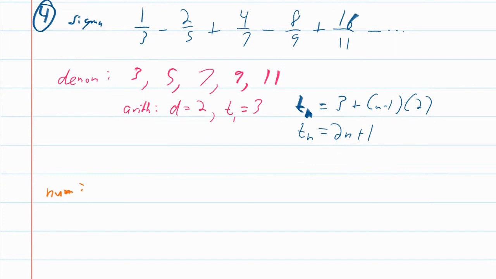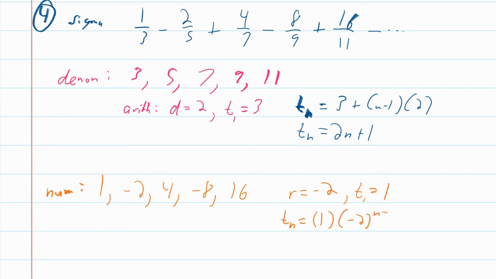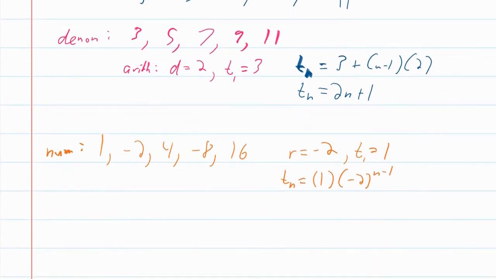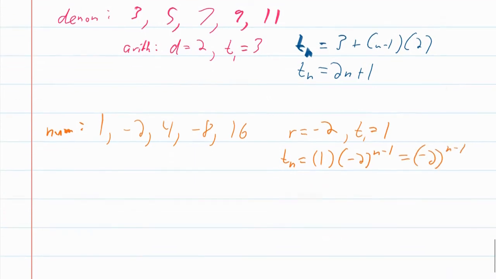Now, let's look at the numerators. You could say that the numerator is 1, 2, 4, 8, 16, but it is actually 1, negative 2, 4, negative 8, positive 16. The only way to get them alternating between positive and negative is to have it be a geometric series with an r value that is negative. This would be an r of negative 2 and a t of 1 of 1. So its formula, t of n, is equal to t of 1 times r raised to the n minus 1. So negative 2 to the n minus 1 becomes the formula for the numerator. We don't need to have that 1 in there, so we'll just put negative 2 to the n minus 1.